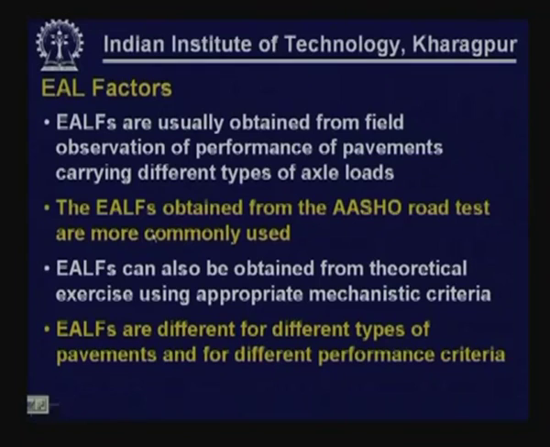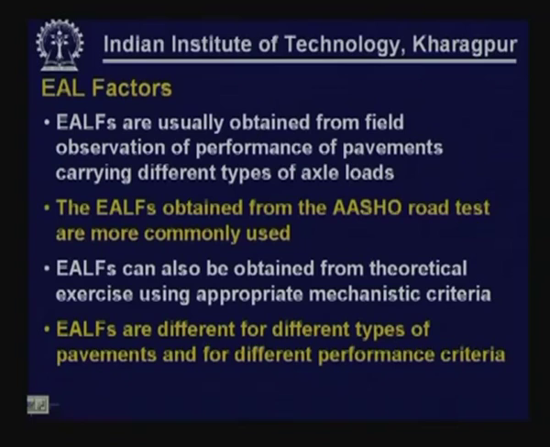Equivalent axle load factors are usually determined by conducting axle load surveys in the field, or rather by observing the relative damage caused by different axle load groups to a given specified pavement system. The equivalent load factors obtained from the AASHO road test are most commonly used by almost all the agencies. The AASHO road test, we have referred to this earlier, was conducted in the 1950s and 60s. So this was one of the concepts that has evolved out of the AASHO road test. Equivalent axle load factors can also be obtained from a theoretical exercise using appropriate mechanistic criteria.